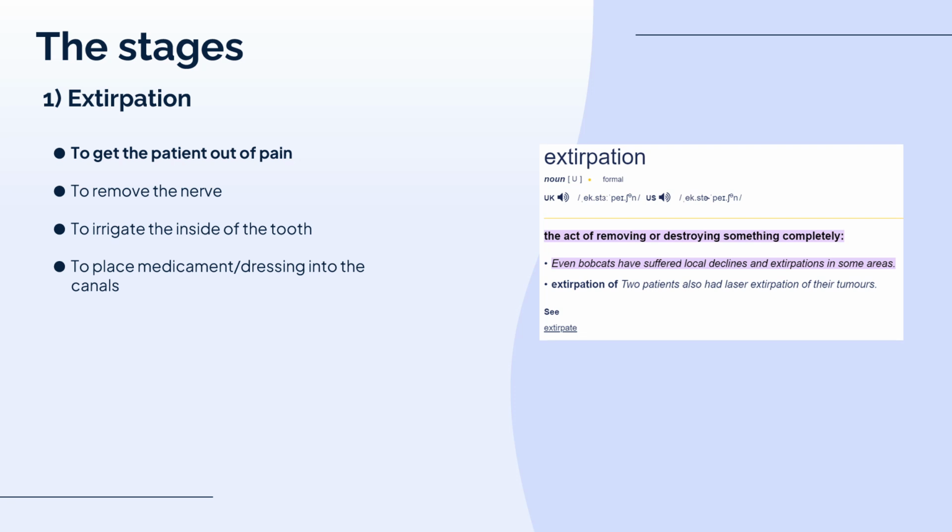So these are the stages, okay? Extirpation, that's stage 1. Again, there's a lot of terms. Extirpation's definition is to remove or destroy something completely, especially something that's living. That's a formal definition. So extirpation is we're taking out and destroying the pulp. We're trying to get rid of whatever's left so that we can clean the inside of the tooth.